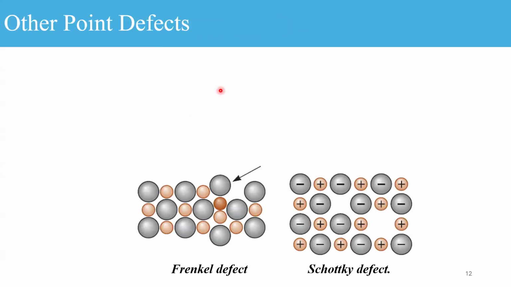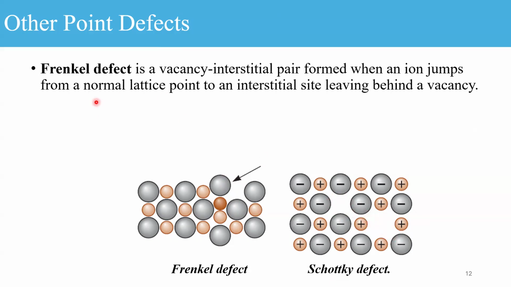The other two important types of point defects are the Frenkel defect and the Schottky defect. In the Frenkel defect, you see that one of the ions goes to an interstitial position, causing a vacancy here. While in the Schottky defect, we have a pair of positive and negative ions missing from each other. Here we have a positive ion missing, and here we have a negative ion missing. The Frenkel defect is a vacancy-interstitial pair formed when an ion jumps from a normal lattice point to an interstitial site, leaving behind a vacancy. That is why we call the Frenkel defect a vacancy-interstitial pair.